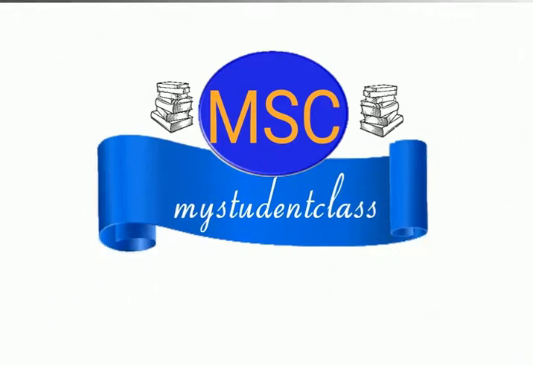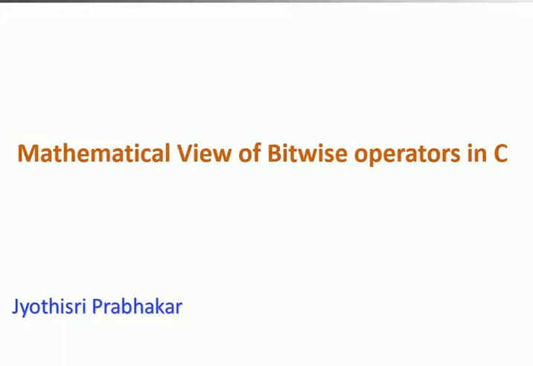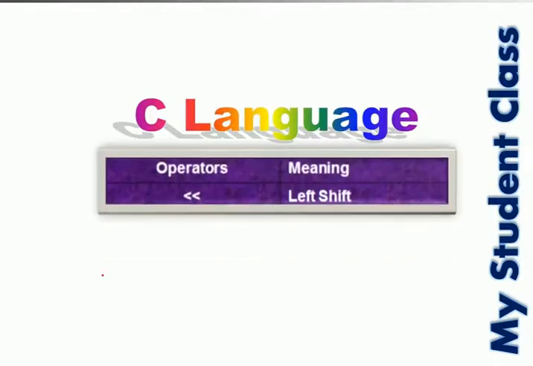Hello viewers, in our My Student Class video, we are going to see the mathematical view of the bitwise operators in C. In our previous session, we saw the bitwise NOT operator. In this session, we are going to see the double less-than symbol, which means bitwise left shift. For that, we are going to use the double less-than symbol in our program.